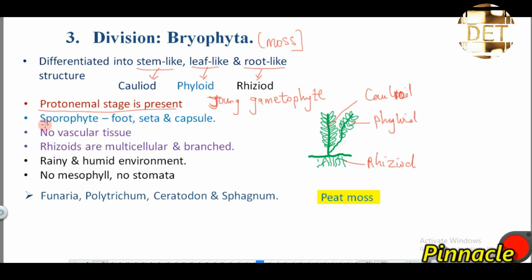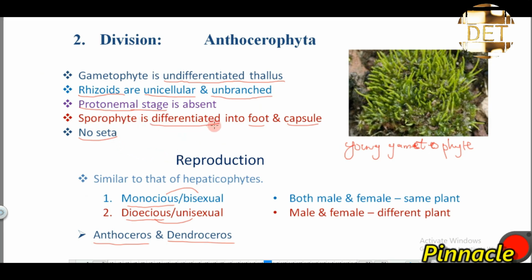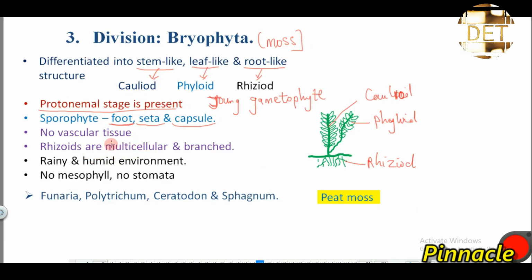Then another feature is that the sporophyte has foot, seta, and capsule. We're going to look at that when we look at the life cycle of the bryophytes. In Anthocerotophytes, the sporophyte has only foot and capsule. There is no seta. So you must know this difference between Anthocerotophytes and bryophytes. Then they have no vascular tissue. The rhizoids are multicellular and branched; they contain many cells.